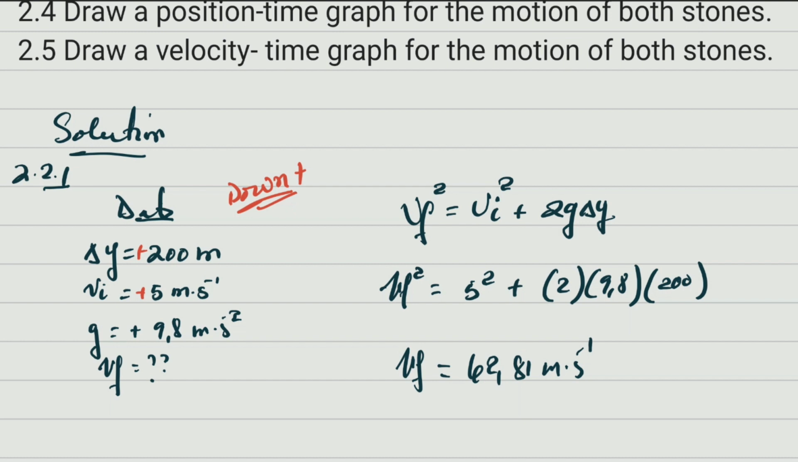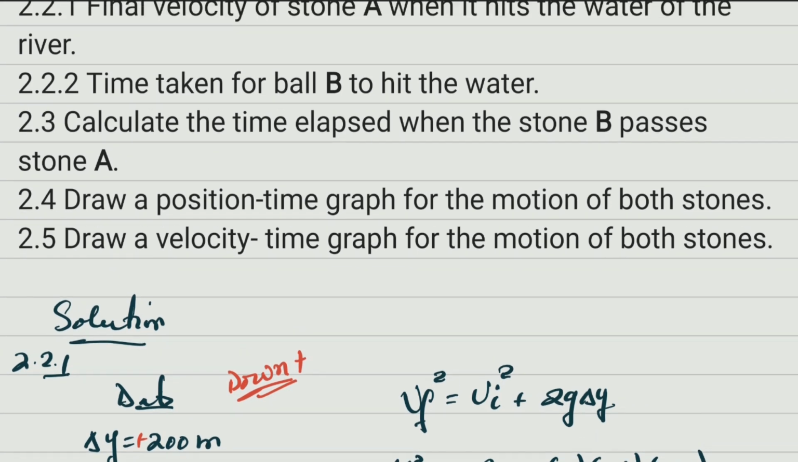And because they ask you for velocity, you must write direction. I was going to write downward, but downward will be much better. So this is question 2.2.1. It's not too bad. Let's see question 2.2.2.